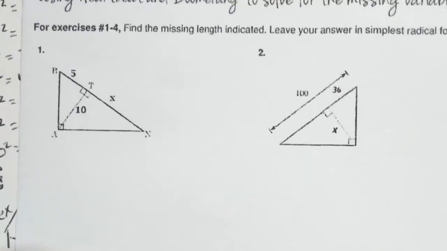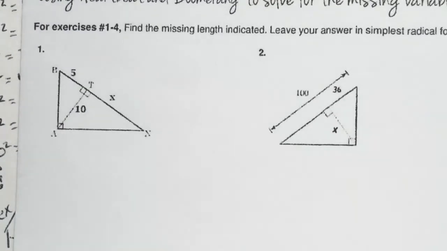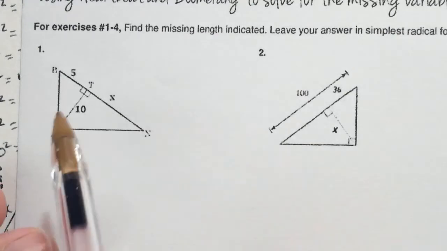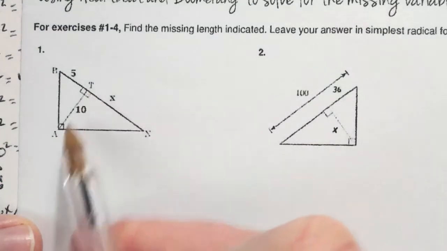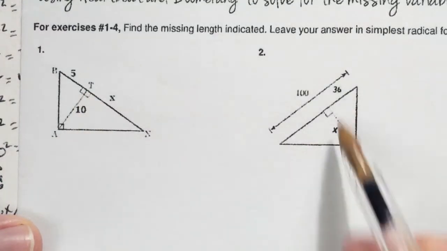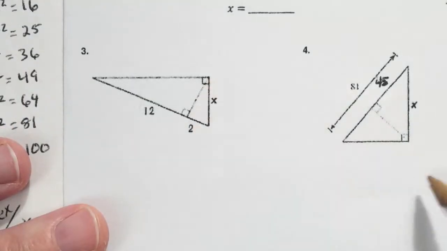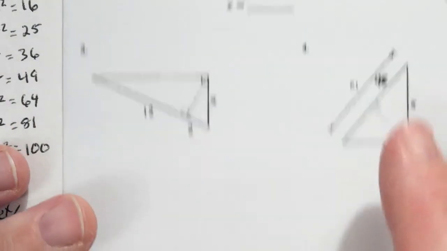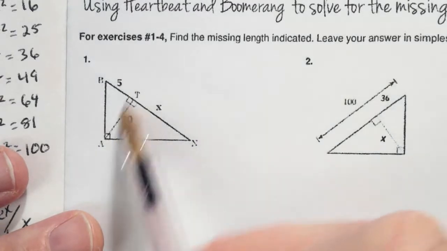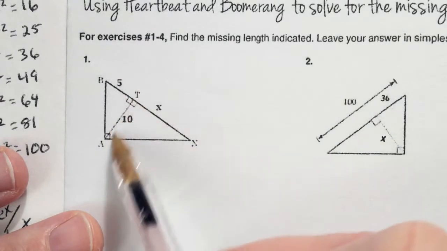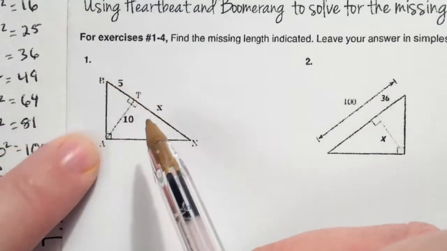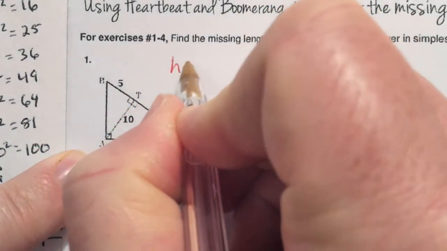Okay, so the first thing you have to decide is, are we going to use heartbeat or boomerang? And that decision is made by asking: is the middle line labeled, yes or no? So that's how we're going to decide if we're going to use heartbeat or boomerang. So this one, what do you think you're going to use? Heartbeat or boomerang? Heartbeat, because the middle line is labeled. So we're going to use heartbeat.